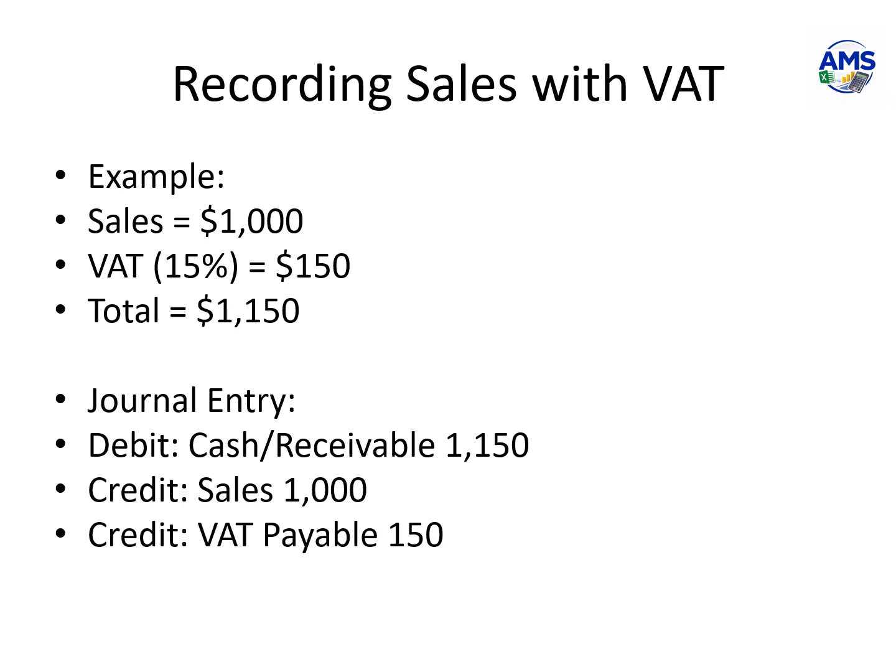We debit cash if it's a cash sale, or if it's a credit sale, we debit receivables with $1,150. That is the total amount that will be paid by the customer. We credit sales 1,000. That is the actual amount of the goods and services, and the VAT payable of 150 is what we will remit to the government.